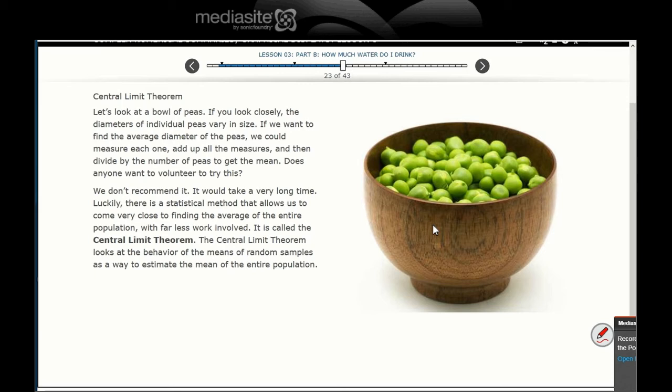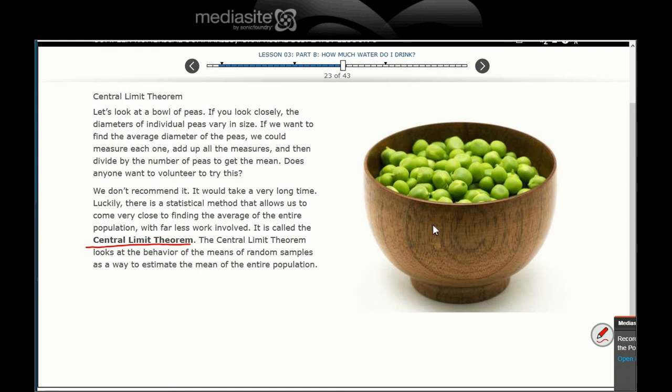Here's a joke. Does anyone want to volunteer to try this? We don't recommend it. It would take a very long time. Luckily, there's a statistical method that allows us to come very close to finding the average of the entire population with far less work. It is called the central limit theorem. The central limit theorem looks at the behavior of the mean of random samples as a way to estimate the mean of the entire population.